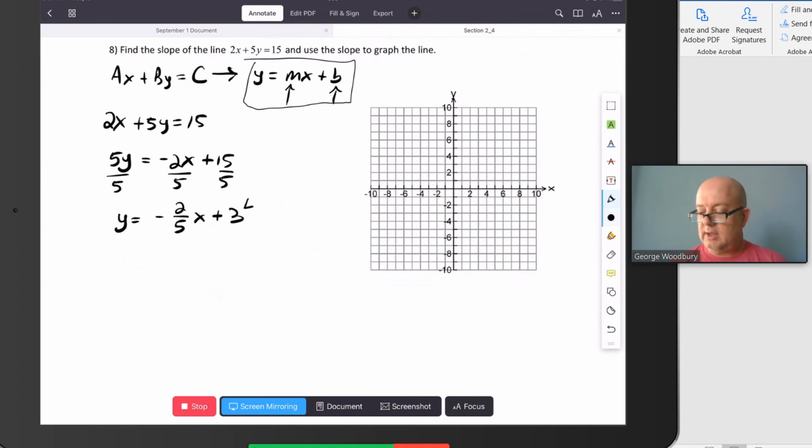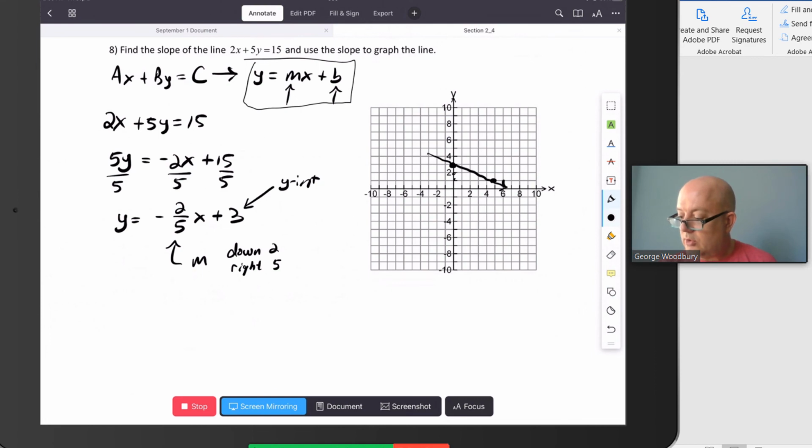This 3 is the y-coordinate of the y-intercept. So that's going to be at 3 on the y-axis. Negative 2/5 is the slope. The negative 2 tells us to move down 2. The 5 tells us to move 5 to the right. So down 2, 1, 2, 5 to the right would be here, and then we just draw the line that goes through those 2 points.